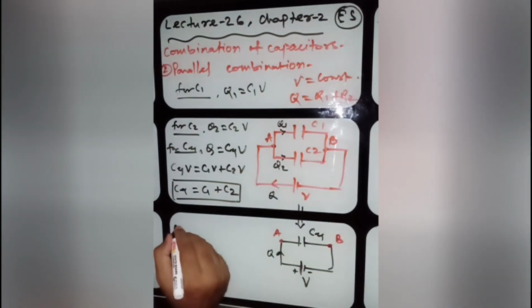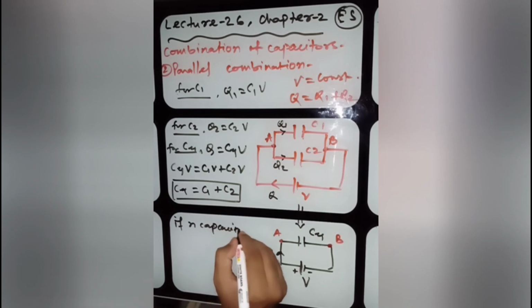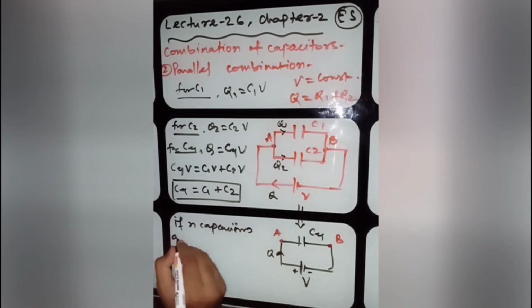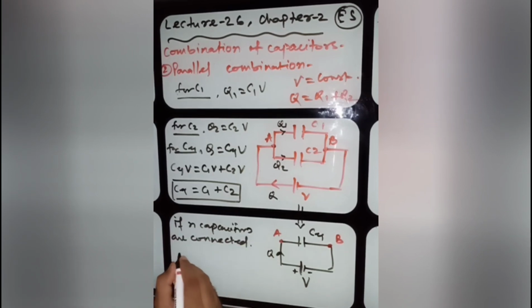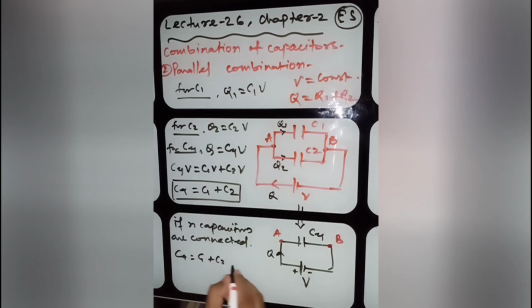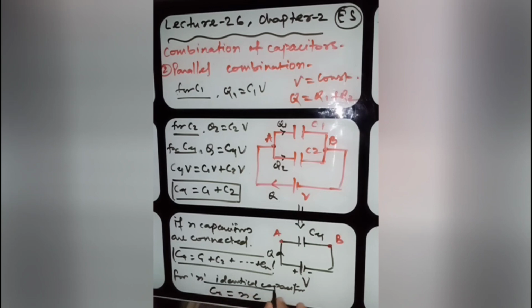If n capacitors are connected, my dear students, then C equivalent will be C1 plus C2 plus up to Cn. For n identical capacitors, can you write C equivalent as n into C?